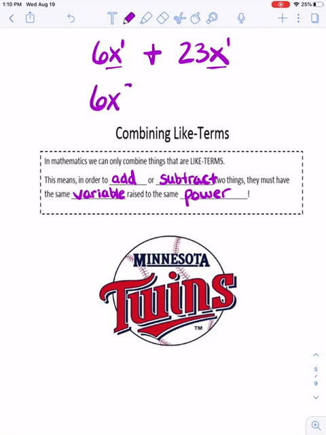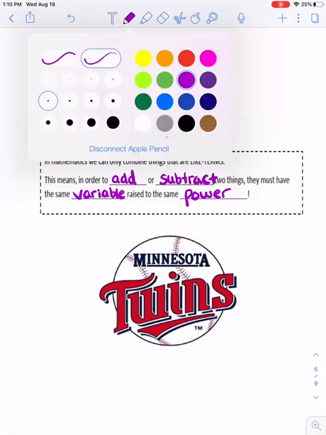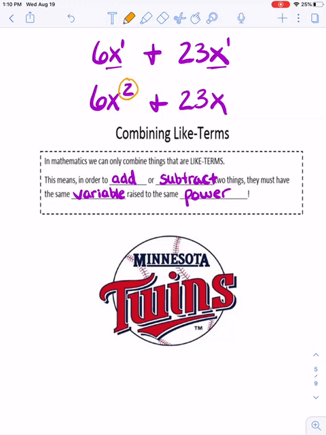Whereas if I had 6x squared and 23x, yes, they still have that same variable of x, but the powers now are different, right? This is raised to a power of 2, this is raised to a power of 1, so I would not be able to add or subtract those terms. They're not like terms, so we cannot combine.